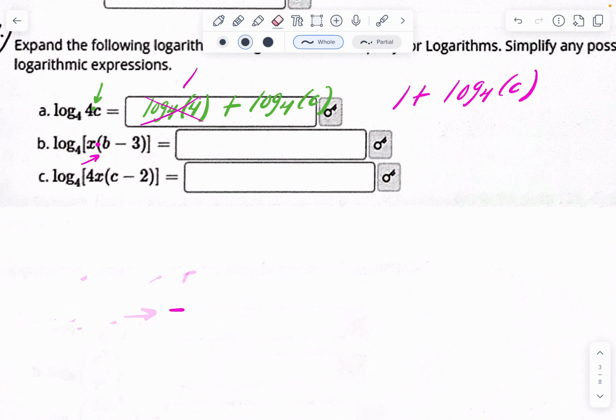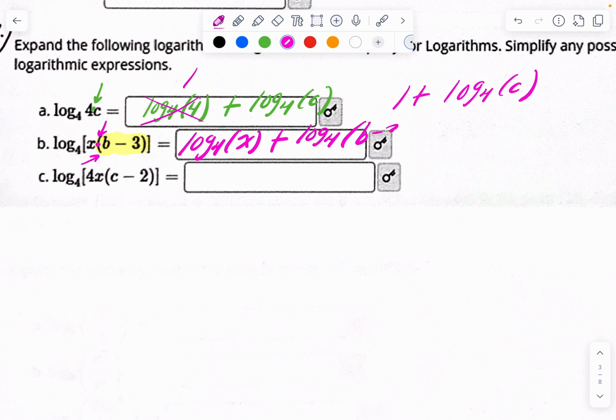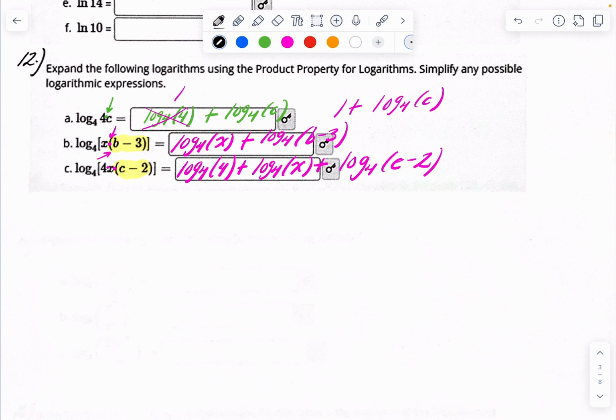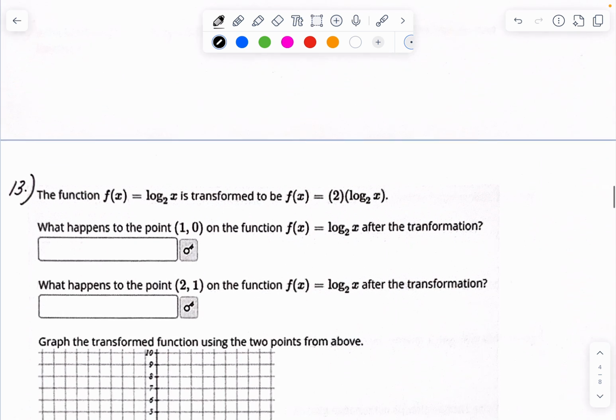You're not allowed to actually split apart any addition or subtraction signs. So this is stuck together. This b minus 3 is actually stuck together. It can't be split apart. So you would say log base 4 of x, then a plus sign because of the times sign, log base 4 of b minus 3. This would be log base 4 of base 4, then a times sign, so I do addition. Log base 4 of x, then a times sign, so I do addition. Log base 4 of c minus 2. Again, you're not allowed to split apart subtraction or addition signs. You're only allowed to split apart multiplication signs, which is what we did, and division signs, which there weren't any. When you split apart division, it's subtraction.